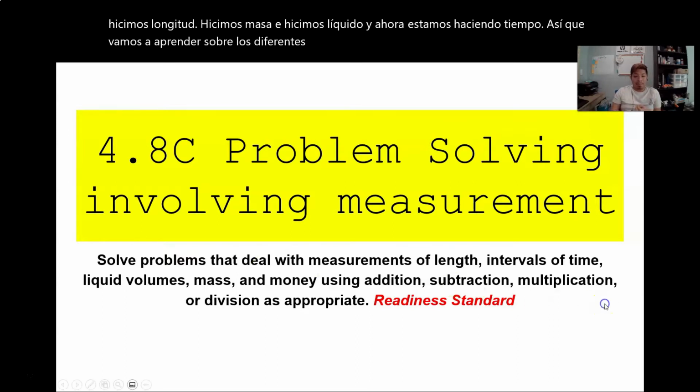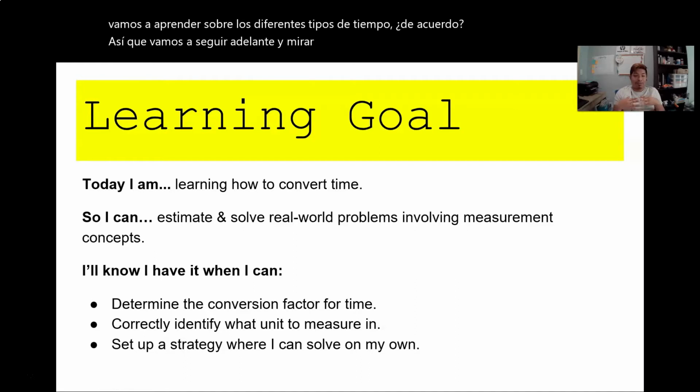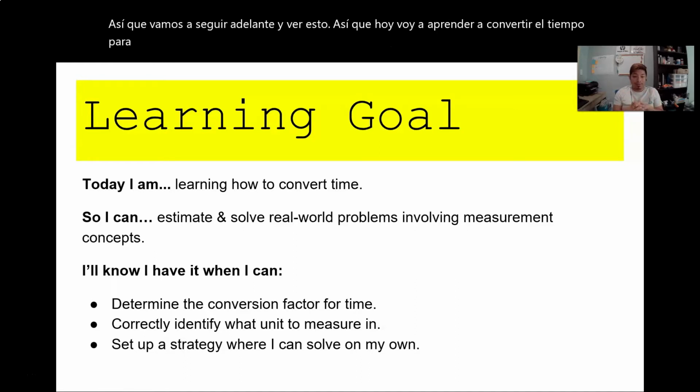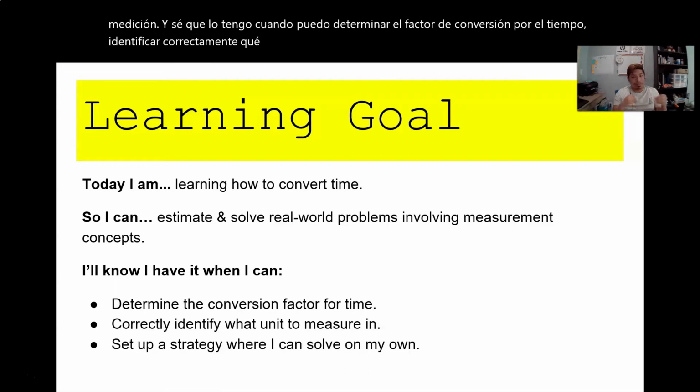Okay, so let's go ahead and look at this. So today I'm going to learn how to convert time so I can estimate and solve real world problems involving measurement concepts, and I know I have it when I can determine the conversion factor for time, correctly identify what unit to measure in, and set up a strategy where I can solve my own time.